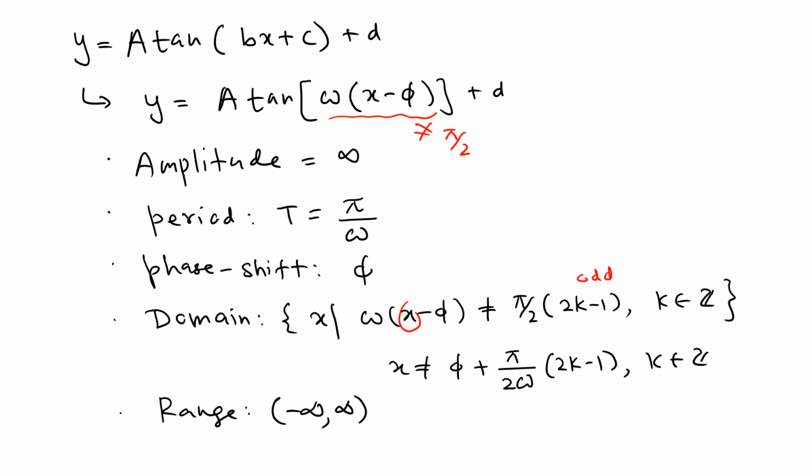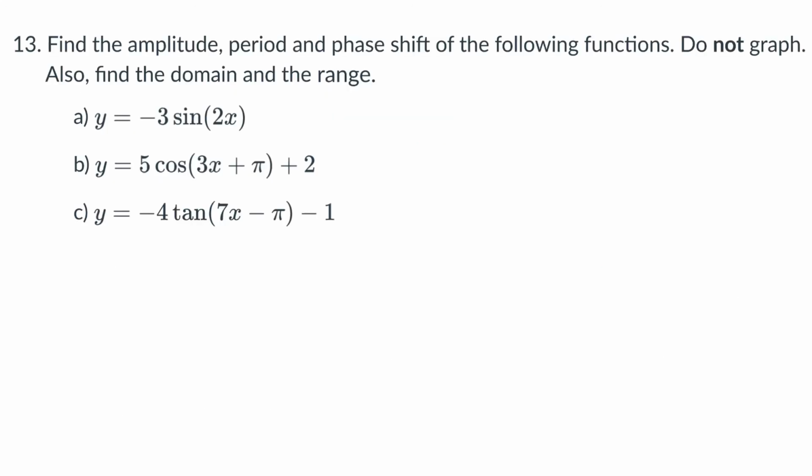So let's look at some of those problems now. What we have is: find the amplitude, period, and the phase shift of the following functions, and do not graph, because if you graph it you can find it. So without graphing, that means we can use the theory, and also find the domain and range. Let's go one by one. So the first one, we have a.